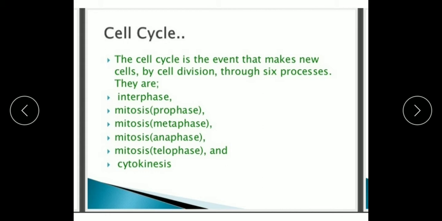The cell cycle has six processes: first interphase, then mitosis with prophase, metaphase, anaphase, telophase, and cytokinesis. Those are the six steps involved in cell division by mitosis. So the first one is interphase, second prophase, third metaphase, fourth anaphase, fifth telophase, and sixth cytokinesis. The end result of mitotic cell division is a single cell divided into two daughter cells.